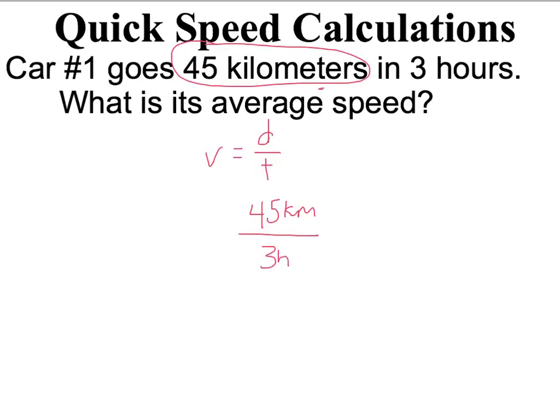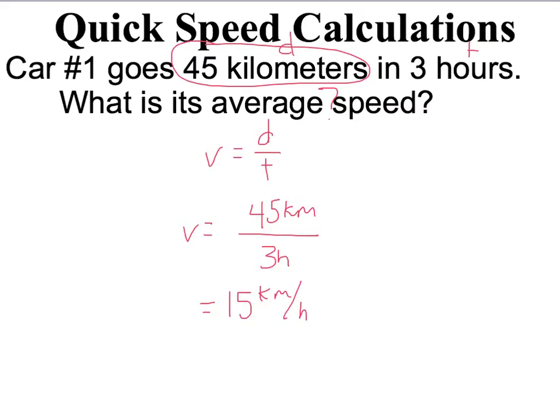And it's saying, what's the average speed? So here's our distance, here's our time, and we don't know the average speed. So we would just set it up like this. 45 divided by 3 is 15, and remember, we have to put our units, kilometers per hour.